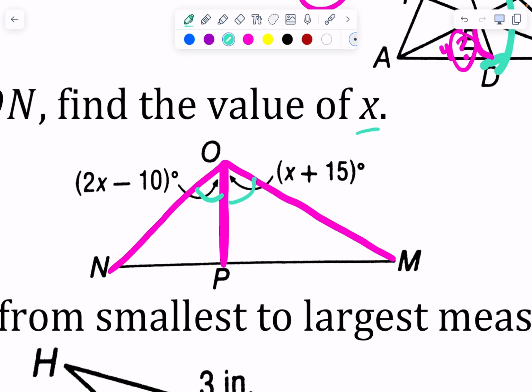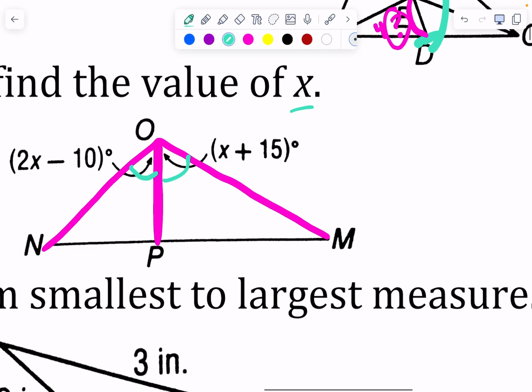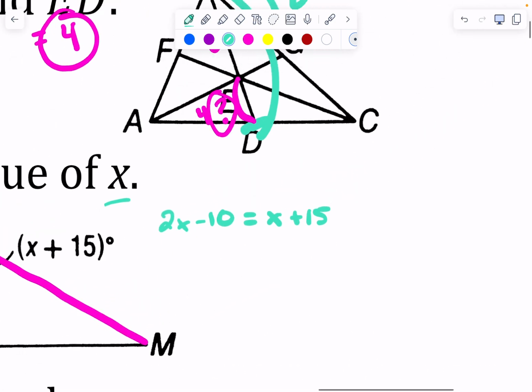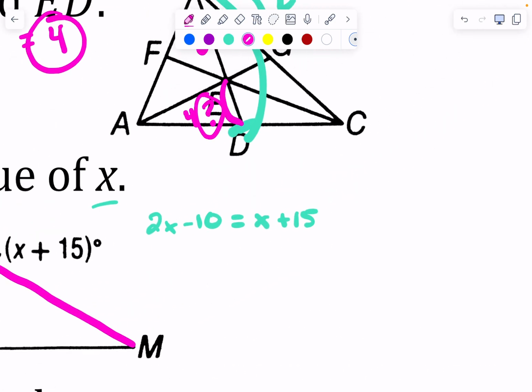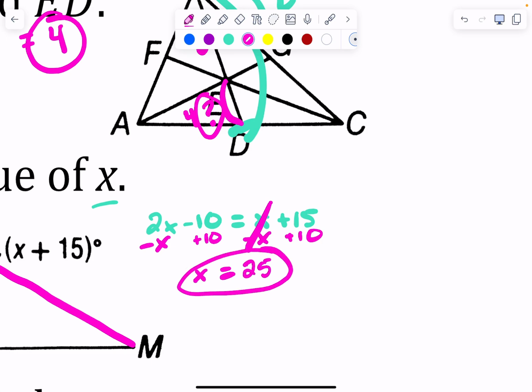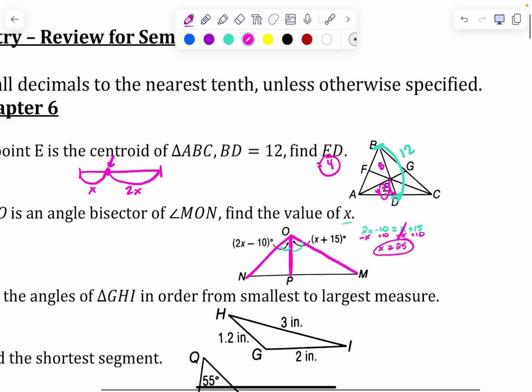So when we're trying to find the value of x, all we have to do is set them equal, and that's it. So 2x minus 10 equals x plus 15. And then we solve. I'm going to subtract this x over, so he is gone, and I'm going to add the 10. Can I do that at the same time? 2x minus x is x, and 15 plus 10 is 25. Did I do that okay? Do we have to plug it back in? No. Find the value of x.